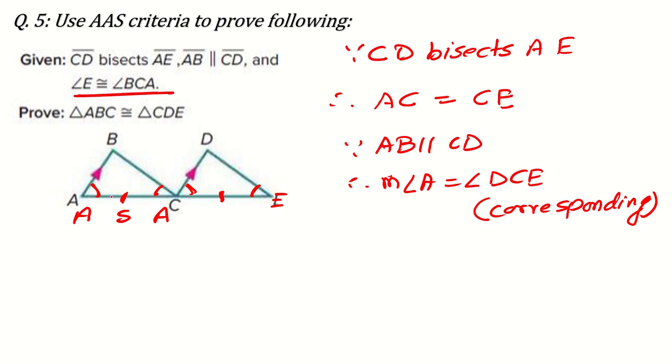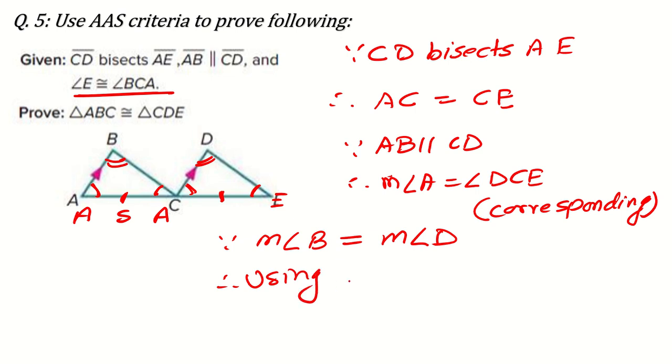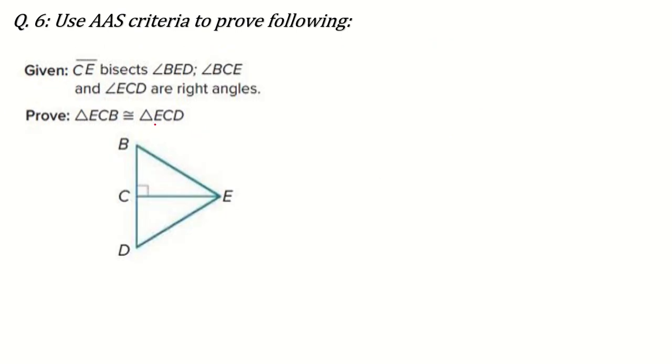So what will we do here? We will write for this angle, because any time it has to be the non-included side. So what will you write here? Since these two angles are equal, therefore measure of angle B is equal to measure of angle D also. And therefore, using the AAS criteria, triangle ABC will be congruent to triangle CDE.